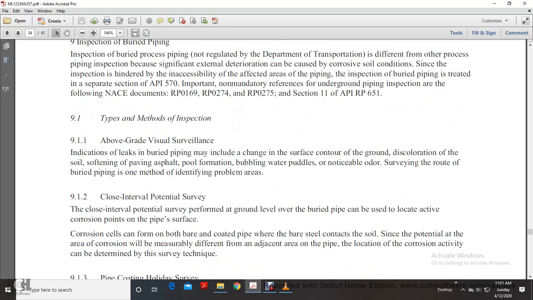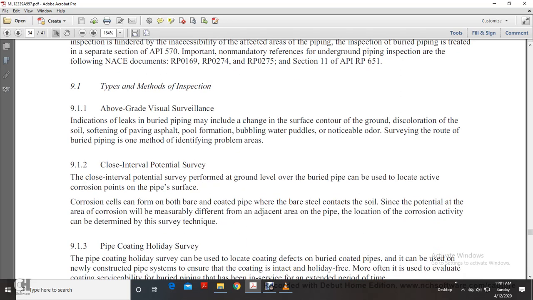9.1, types of inspection methods. 9.1.1, above grade visual surveillance. Surface indications of a leak from buried pipe include changes in the surface contour over the ground, discoloration, soil softening, paving or asphalt pool formation, bubbling water puddles, and noticeable odor. Surveying for these is the number one method of identifying problem areas.